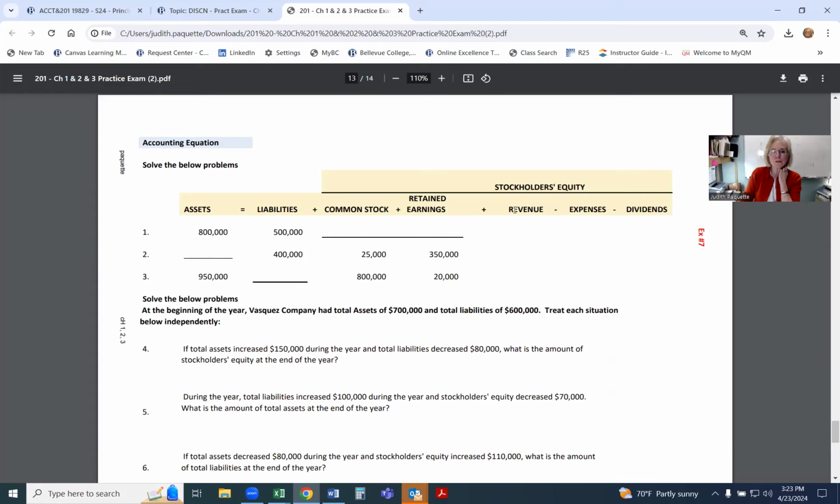So here's the accounting equation problems. It's really understanding how this works. Assets equals liabilities plus stockholders' equity, which is all these accounts, but we separate them out: common stock, retained earnings, revenue accounts, expense, and dividends. So it's making sure you know the accounting equation. If you know assets are 800,000, if you know liabilities are 500,000, the total stockholders' equity has to be what?